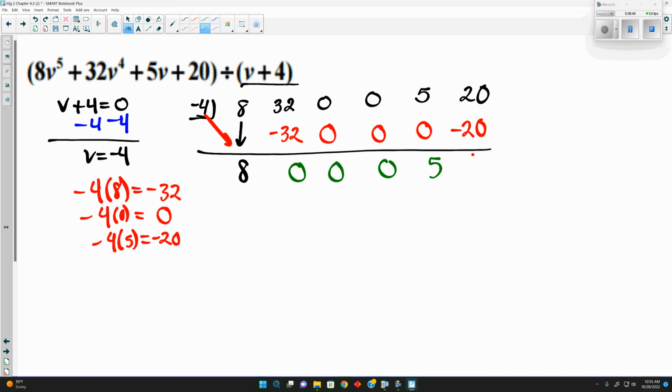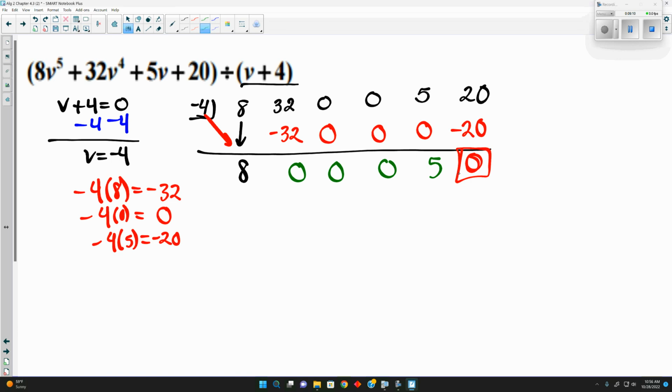And negative 20 plus 20 is 0. And I always box the remainder. Now, because we're dividing by a binomial, a 2-term, we should only have one remainder value. If instead of 2 terms it had been 3, we should have 2 remainder values.